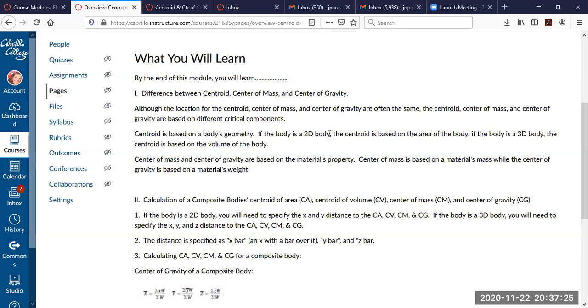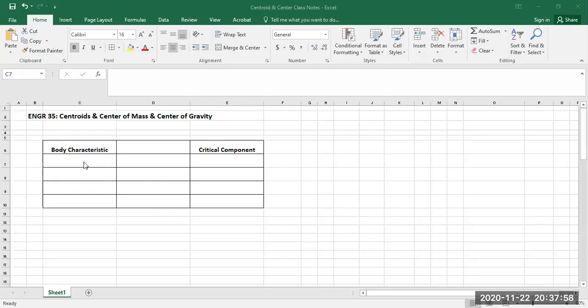So if a body is a 2D body, then the centroid is based on its area, the area of the multiple bodies. If the body's 3D, the centroid is based on its volume. For center of mass and center of gravity, it's not based on its geometry, but on its material properties. Center of mass is based on a material's mass, while the center of gravity is based on the material's weight. So I'm going to stop sharing for a moment and then share with you an Excel table that we're going to be working on today.